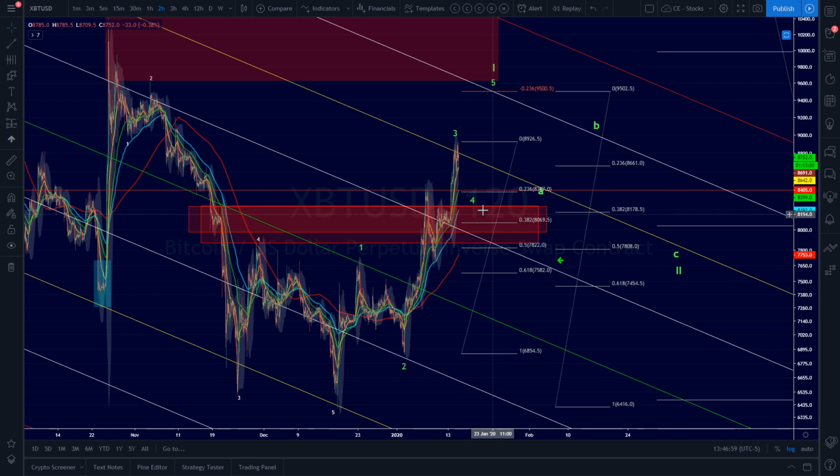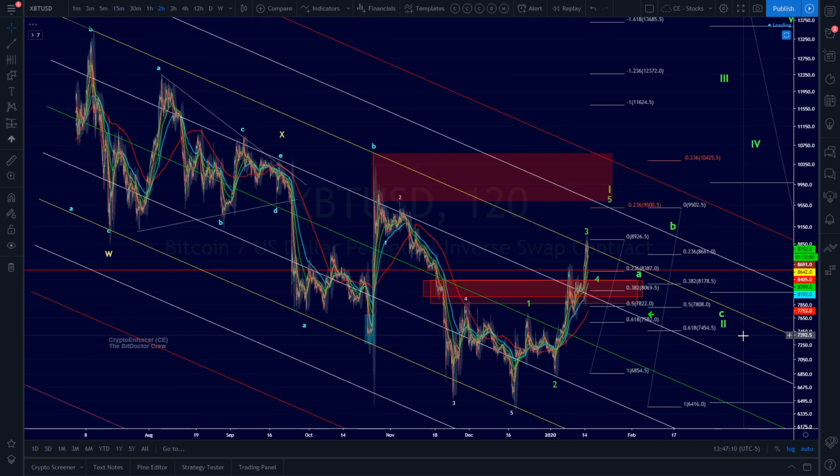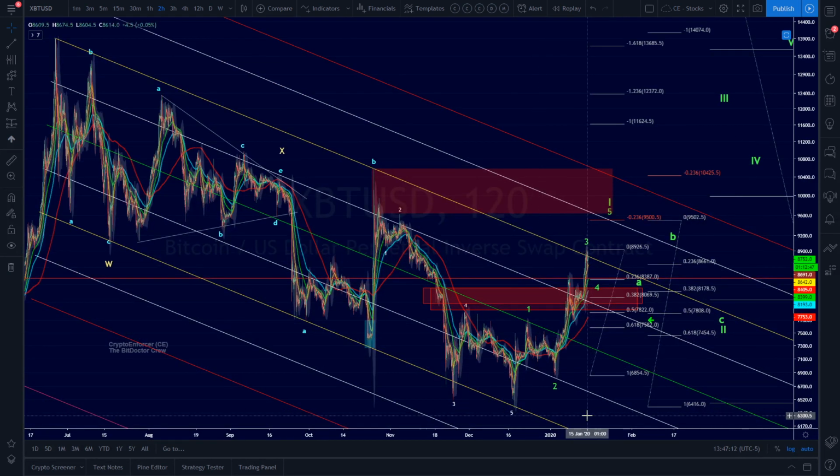If we break down below this red area on this move, then I do think this was likely a fake out, and we are going to continue to move back down. I still have my targets set down here in the mid 6,000 range. It is very possible for us to come back down here. That's all that I've got on Bitcoin right now.